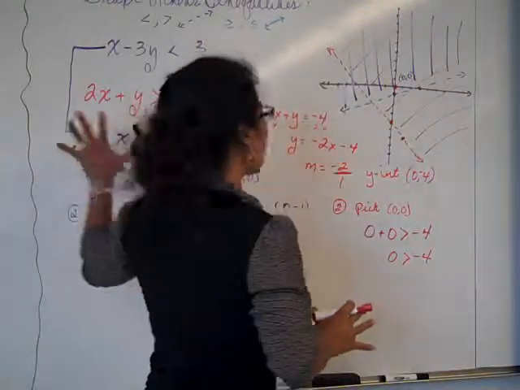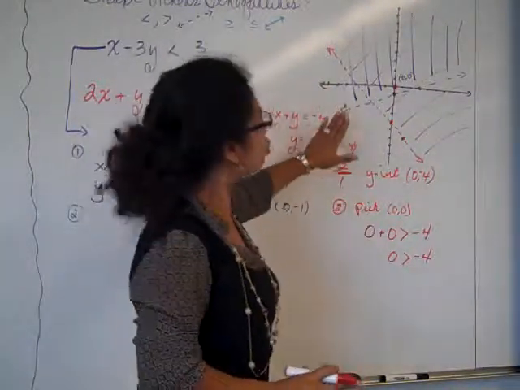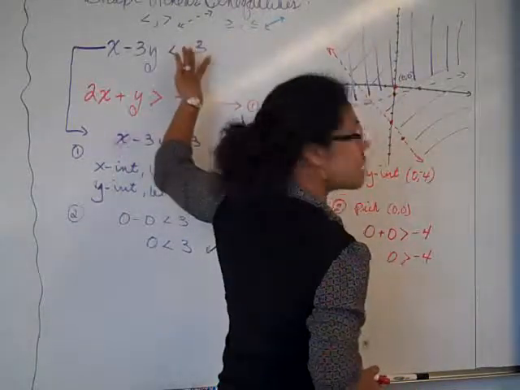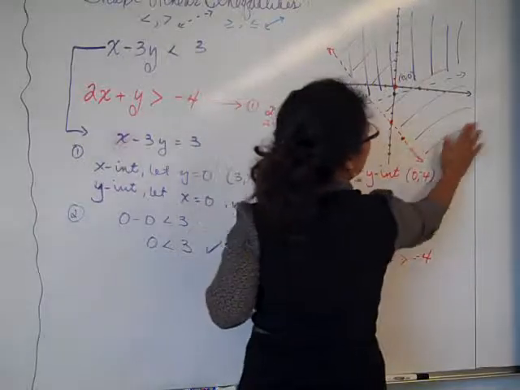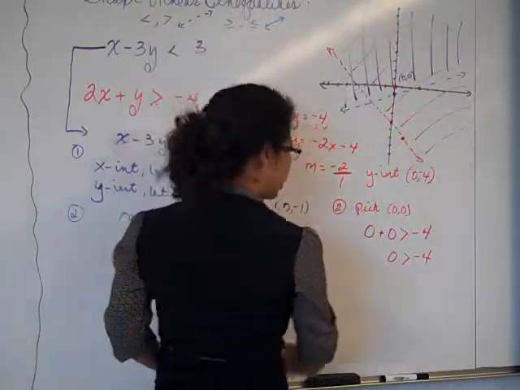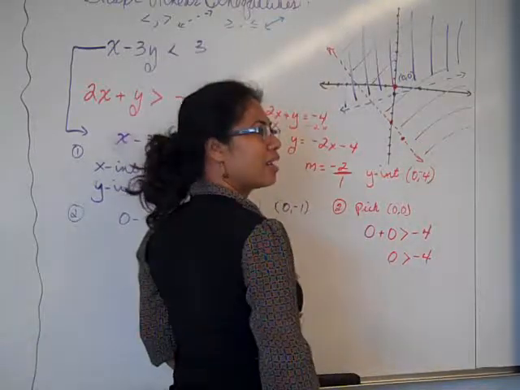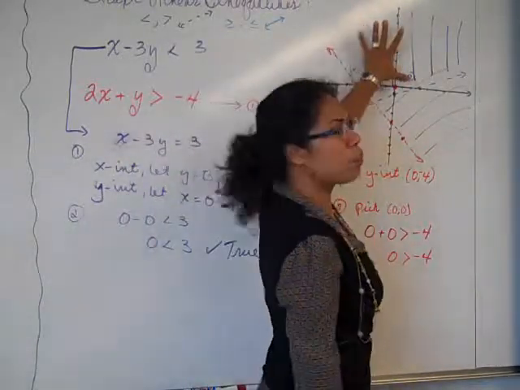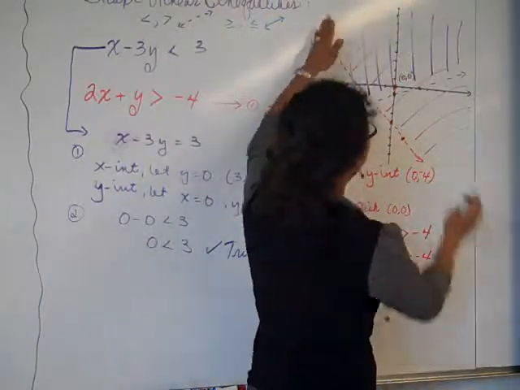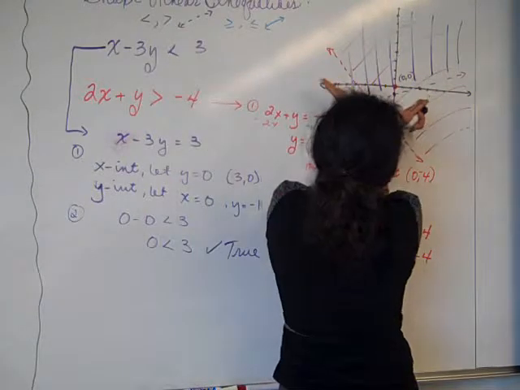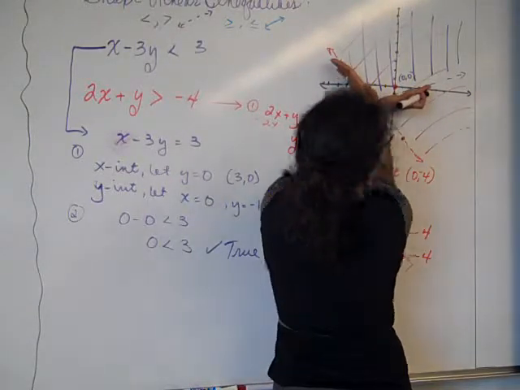Now I have graphed my two inequalities. So look at it again. Which region satisfies both conditions? Is it this region, this region, this region, or this region? The one where the red and the purple overlap. So all we could say is that the region that satisfies both is right here.